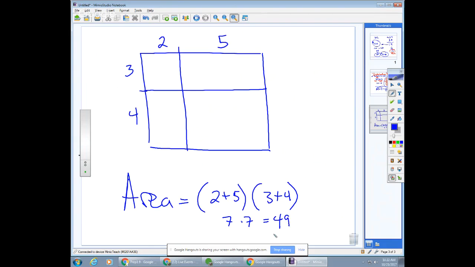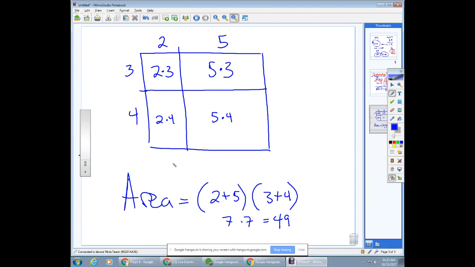49. Okay, so the bottom line is the area of this whole thing is 49 square units. However, we can also break it down and say, well, there are different rooms here. What are the dimensions of this room right here? 2 by 3. And this one? 3 by 5. It's 3 by 5 or 5 by 3, either way. What's this room down here? 2 by 4. And this one over here? 5 by 4. So I have a bunch of smaller rooms that I can look at.